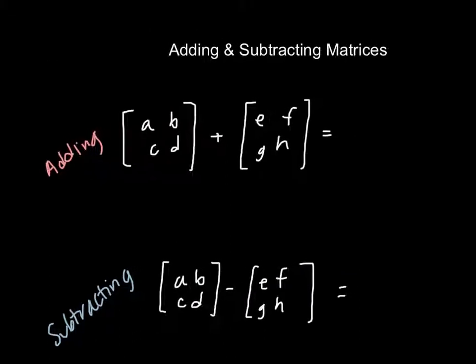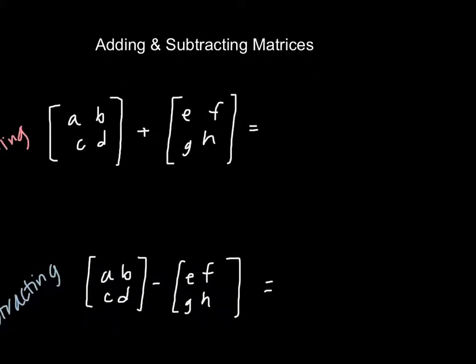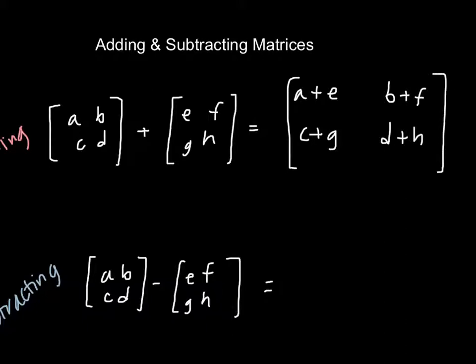Now, let's talk about adding. We have two matrices here, A, B, C, D, and E, F, G, H. And we're going to add them by taking the corresponding element of each matrix and adding it. So we get A plus E, and then below we have C plus G. In the top right we have B plus F, and finally D plus H. Now you can see how these all correspond because we have, for example, C in the bottom left and G in the bottom left, so we add C and G. This is the same for subtracting.